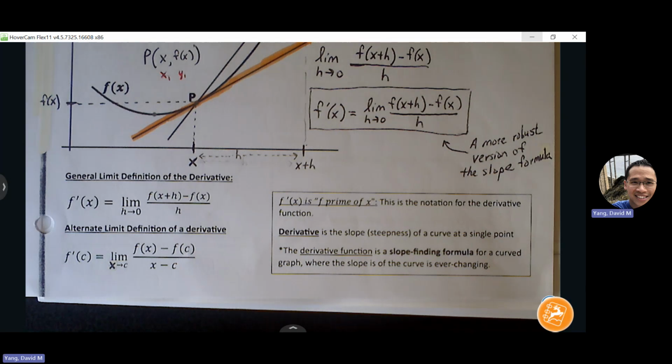Okay, so a derivative is the slope or steepness of a curve at a single point, and the derivative function is a slope-finding formula for a curved graph where the slope of the curve is ever changing. So let's go to the next page.